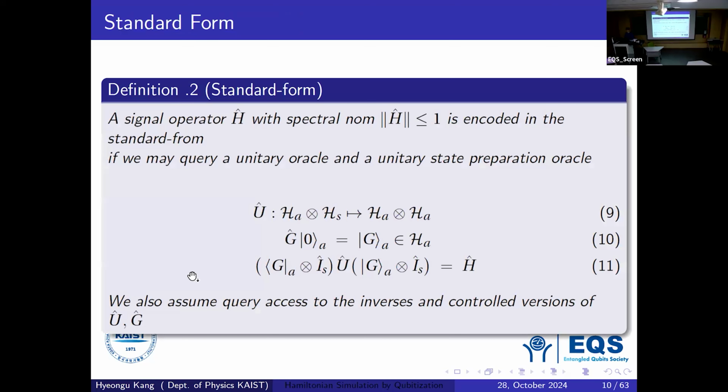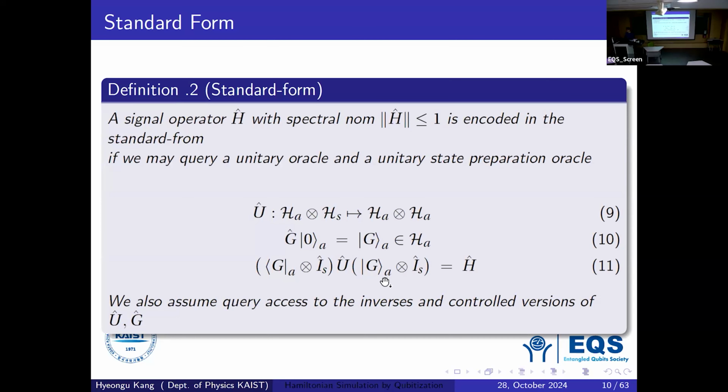So let us begin. This is the definition of the standard form. I will say a little bit more in the next slides. For a signal operator H hat with a spectral norm of at most one, it can be encoded in a larger Hilbert space. So we have a unitary oracle that can embed this one.